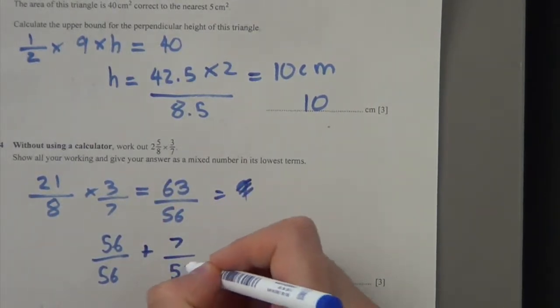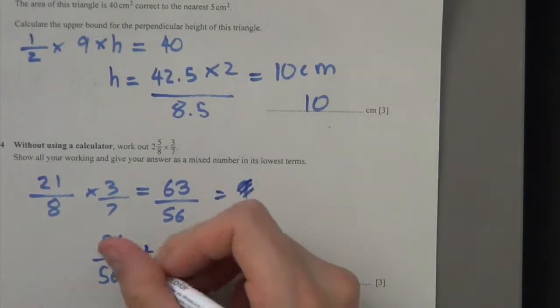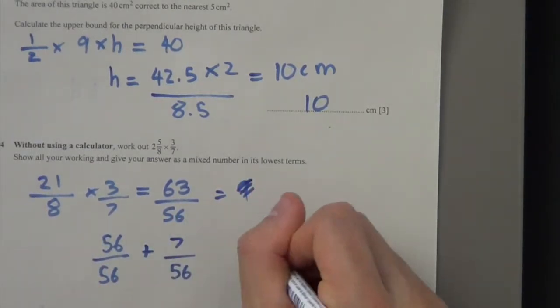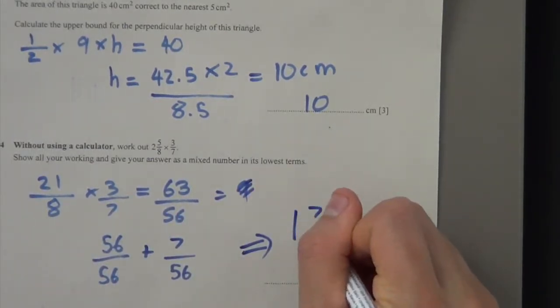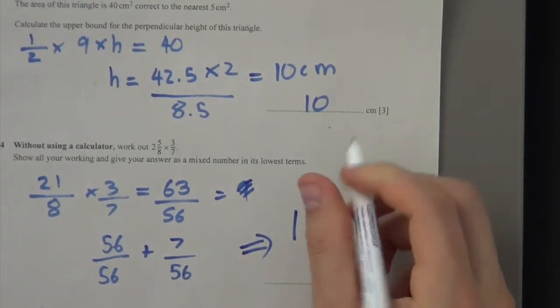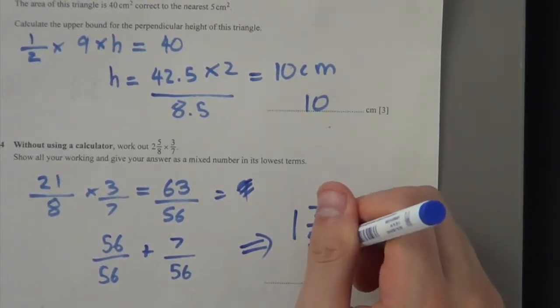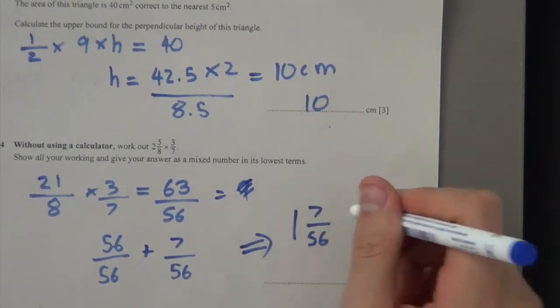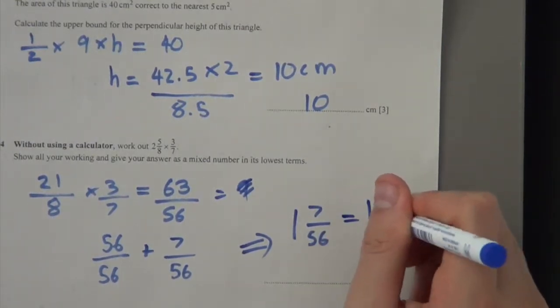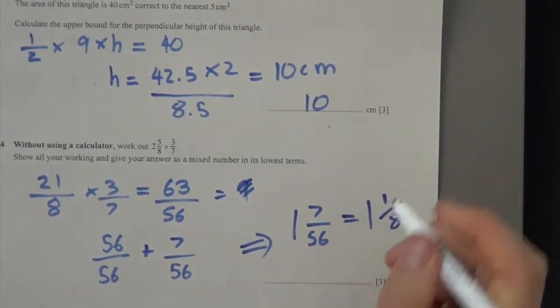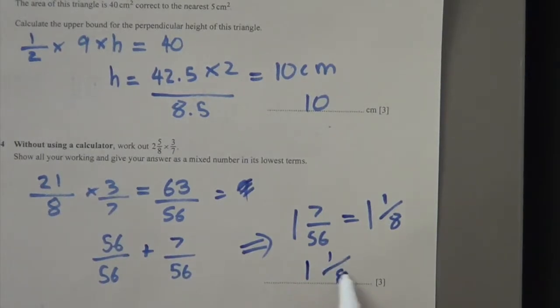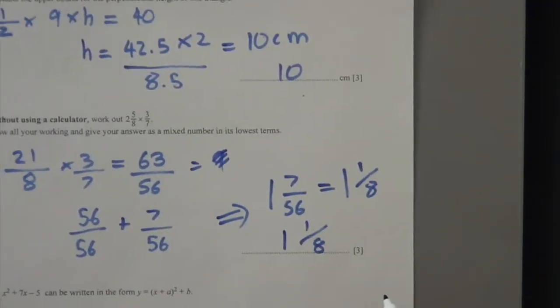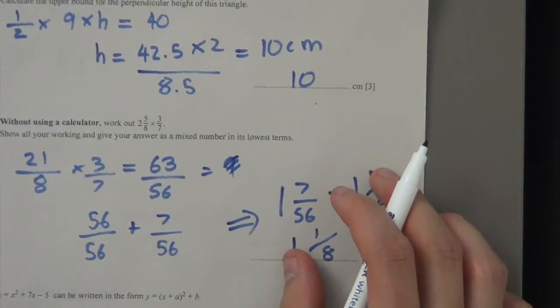7 over 56, okay? So this translates to 1, and then 7 over 56. Well, if I divide top and bottom by 7, I get 1 over 8. So the final answer is 1 and 1/8. And that's how we answer that question.